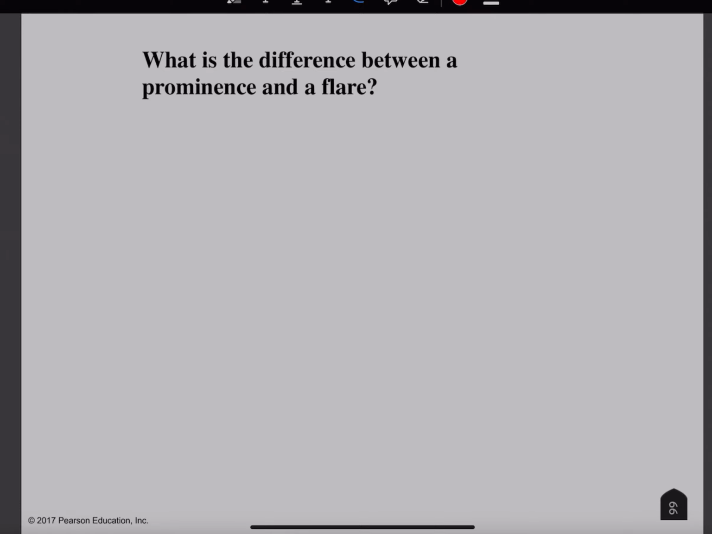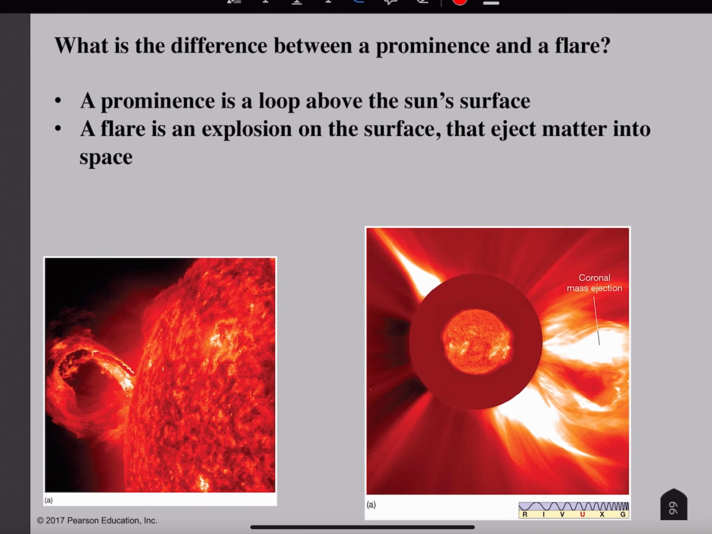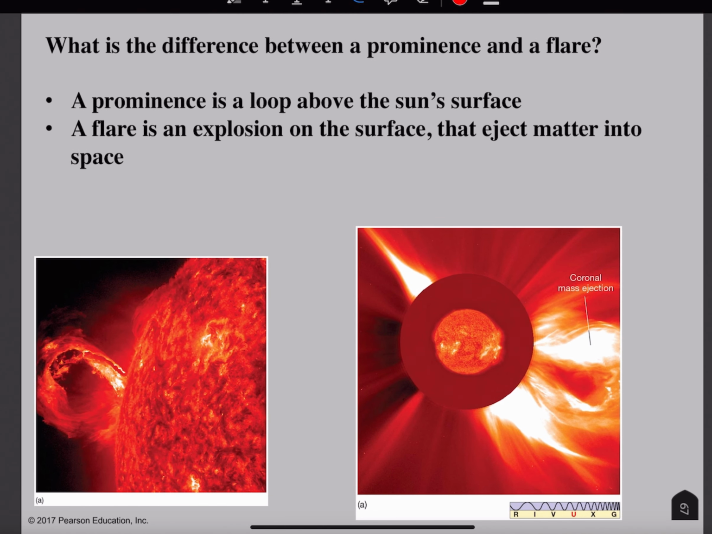Next one, what is the difference between a prominence and a flare? So a prominence is a loop of trapped gas above the surface of the sun, whereas a flare is an explosion of material. So you can see materials being ejected here. So it's an explosion of material ejected off of the sun.